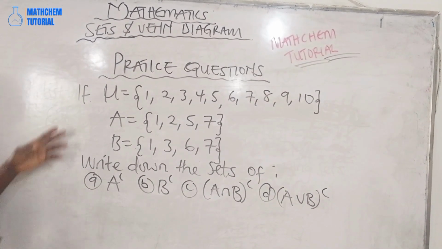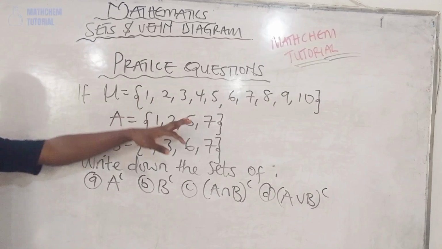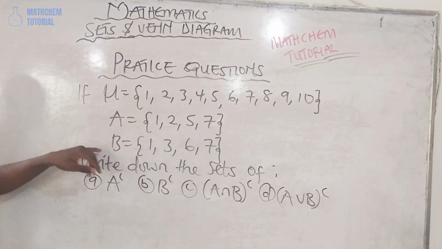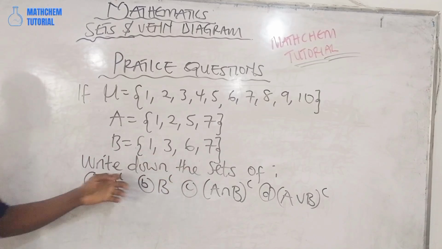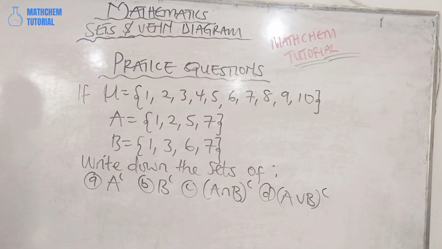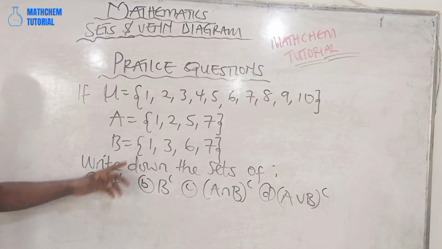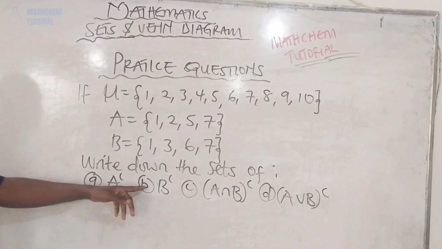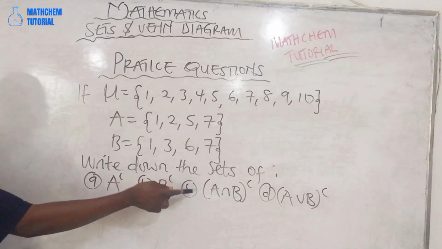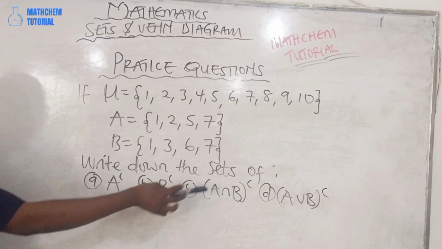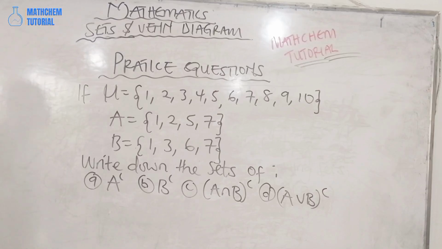The question says that if the universal set is 1 to 10, you are given a subset A as 1, 2, 5, 7. Subset B is 1, 3, 6, 7. You are asked to write down the sets of the following. The first one is A complement. You write the answer for that, the elements for that. B complement, you write down your answer. C is what? A intersection B complement. You write the answer down. And the last one is A union B complement.